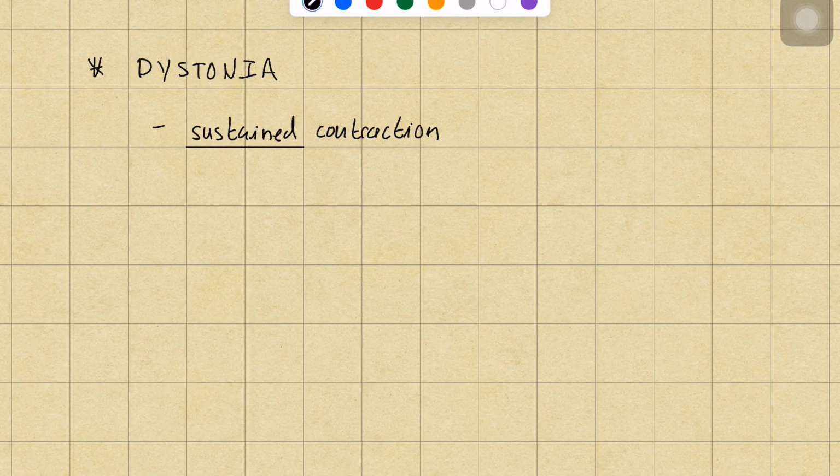They still result in movement, but it's not as complex, so it's engaging fewer muscle groups simultaneously. And so for dystonia, you'll have the sustained contraction, and it can be generalized. It shows a preference for the upper limb, specifically the dominant upper limb. So we have that dominant upper limb preference, and this is a way to distinguish it from athetosis.